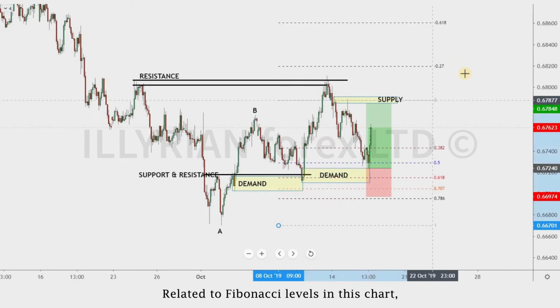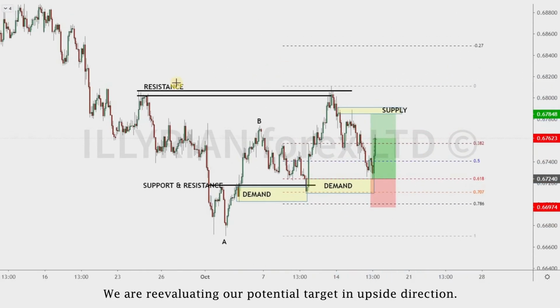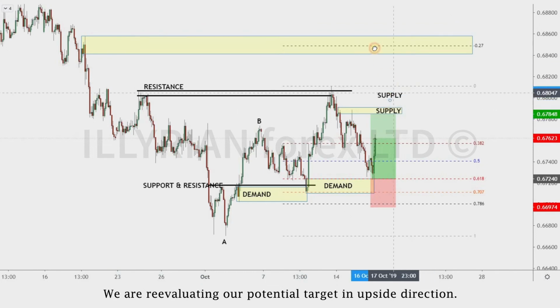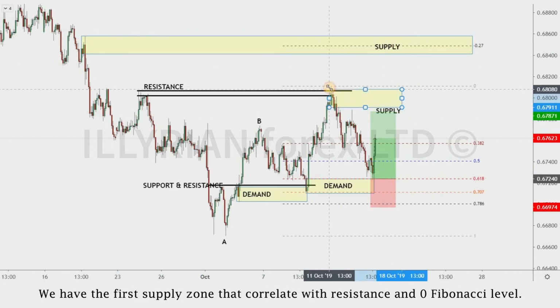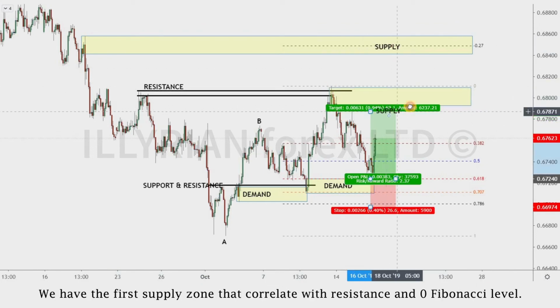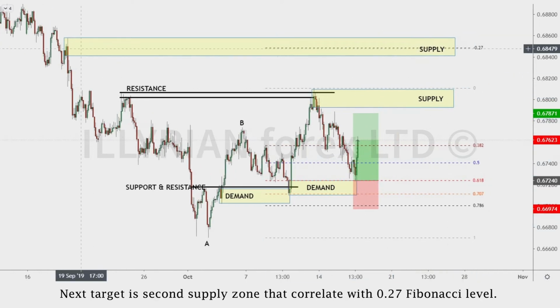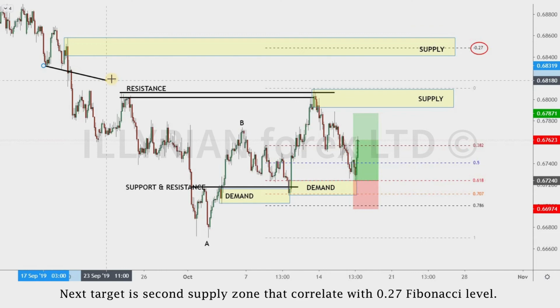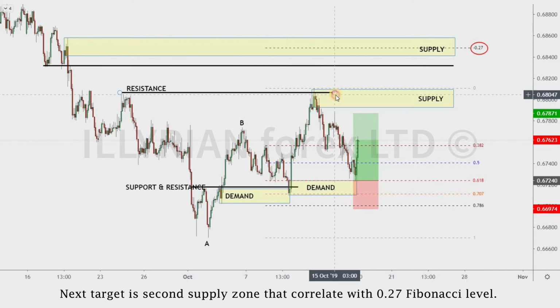Related to Fibonacci levels in this chart, it's recommended below the 0.707, or even more rationally, below 0.786 Fibonacci. We are re-evaluating our potential target in the upside direction. We have the first supply zone that correlates with resistance and the 0 Fibonacci level. Next target is the second supply zone that correlates with the minus 0.27 Fibonacci level.